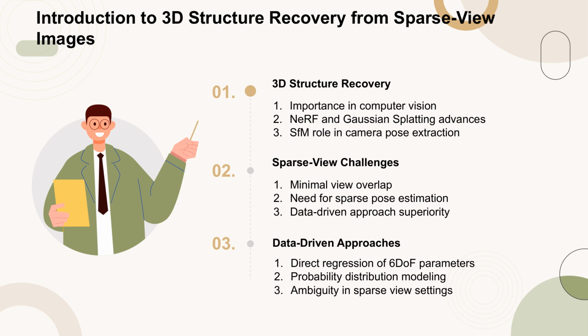This necessitates sparse pose estimation, leading to the development of data-driven approaches that outperform geometric-based methods. These approaches can be broadly categorized into direct regression of 6D camera parameters and modeling rotation as a probability distribution, both of which face challenges in sparse-view settings, particularly with symmetric objects or scenes.